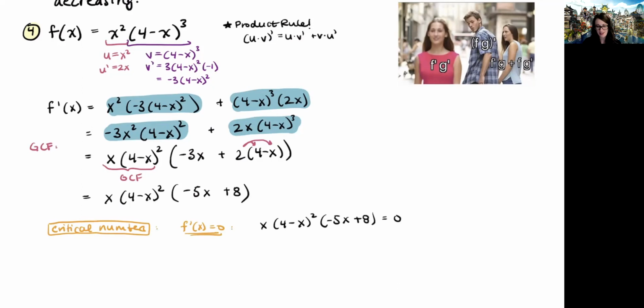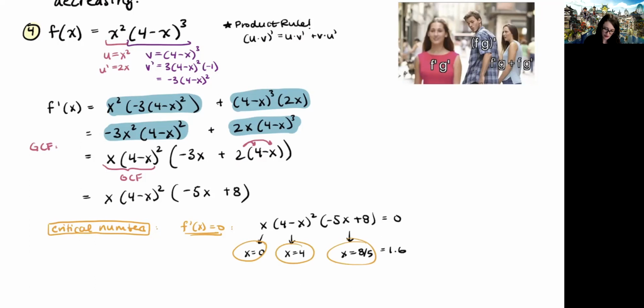Now we just get to say, well, hey, with this x here, when x is 0, that whole product will be 0. This one here, 4 minus x whole thing squared, that will be 0 when x equals 4. And this factor here will be 0 when x equals 8/5, and you might need to do a little bit of work to see that. We're just setting that factor equal to 0 and solving for x. If you don't like the 8/5, you can rewrite it as a decimal. So it'll be 1 3/5, and so that's 1.6.